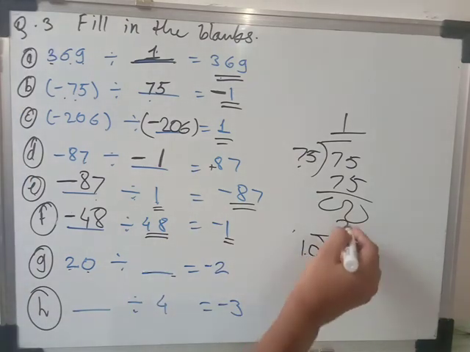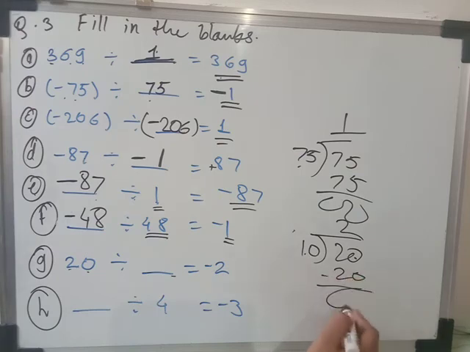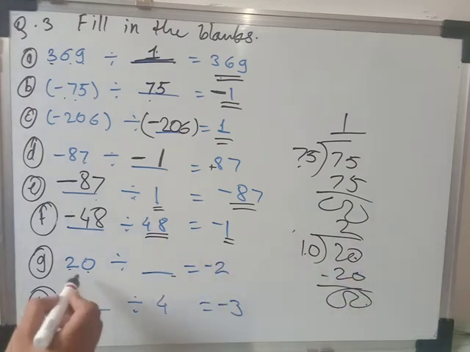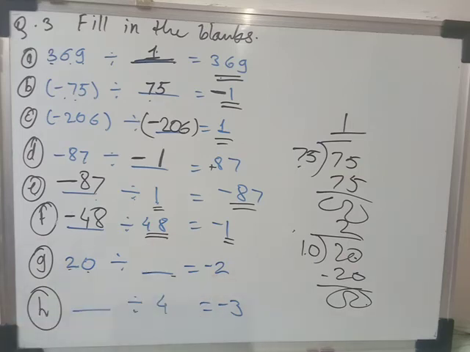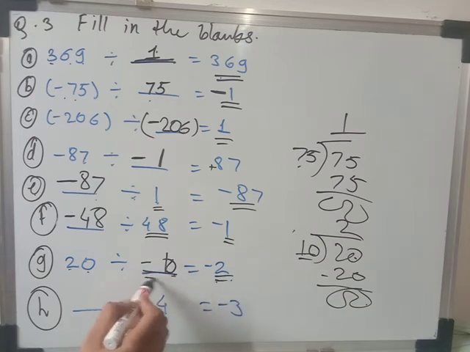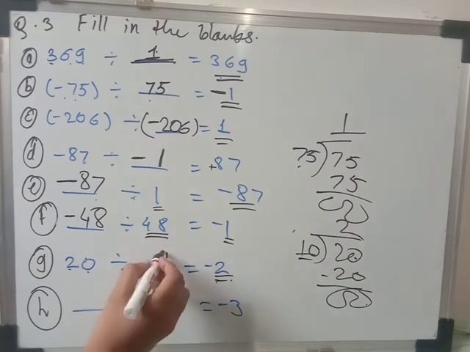Okay, 10 2s are 20. Here 20 is a positive integer and our quotient is a negative integer. It means whatever integer comes, that is a negative integer. So our second integer is 10. So 10 2s are 20. So our answer is -2, and on the blank space our answer is -10.